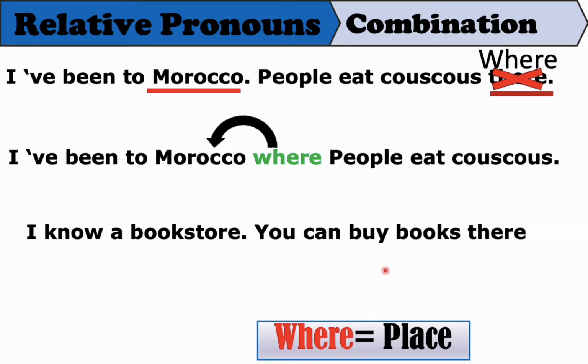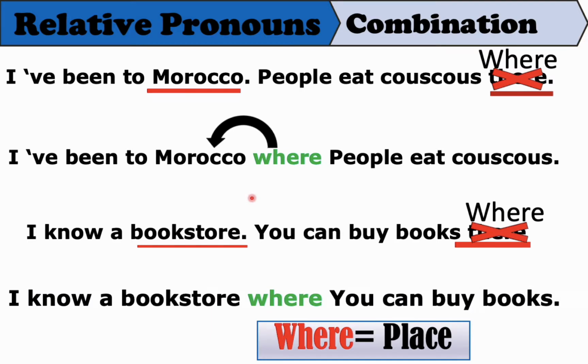Another example. I know a bookstore, you can buy books there. So what is repeated? Good. Bookstore and there. So which one are we going to delete? Is it bookstore or there? Yeah, good. It is there. And we are going to replace there with what? Where. Very good. Why? Because bookstore is a place. So the answer is: I know a bookstore where you can buy books.